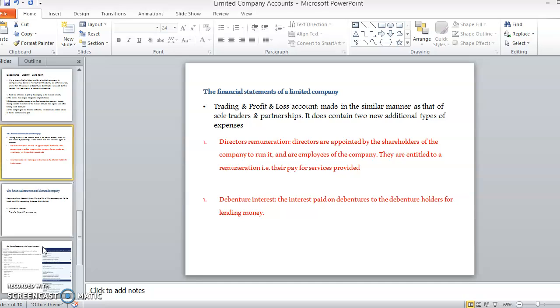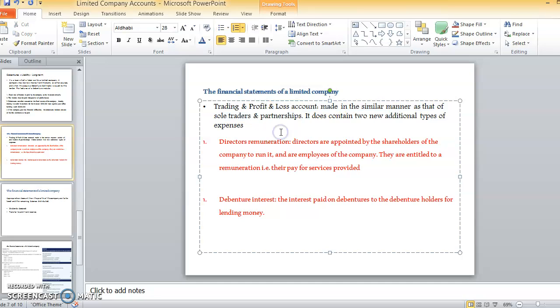Okay, now the financial statements of a limited company are almost made in a similar manner as that of the sole traders and partnerships. So it means the format that you learned, sales less cost of sales for gross profit, and gross profit minus expenses gives you net profit. So trading and profit and loss account is almost the same, and the balance sheet is the same for all, because balance sheet is a depiction of assets equals liabilities plus capital, that is the accounting equation. So trading and profit and loss account is made in the similar manner as that of sole traders and partnerships.